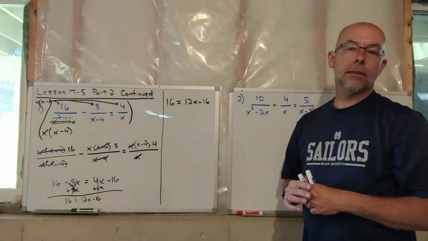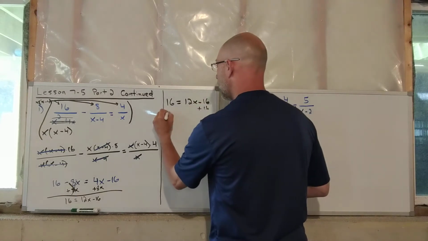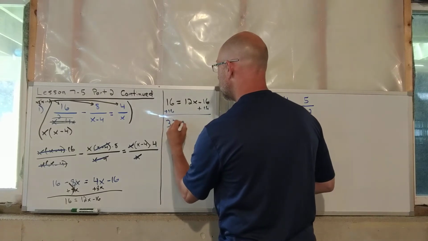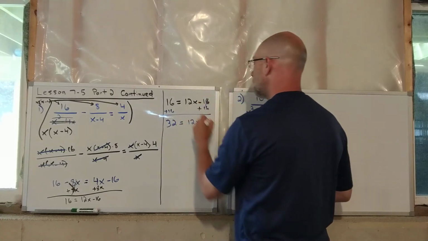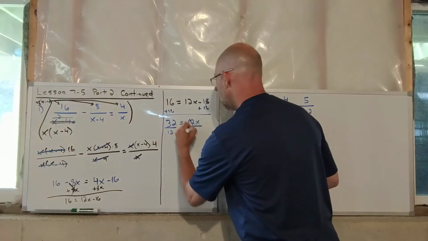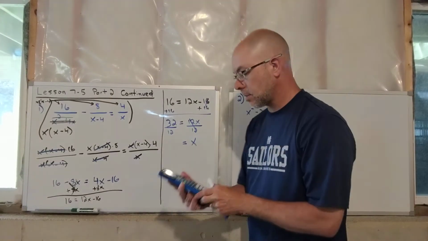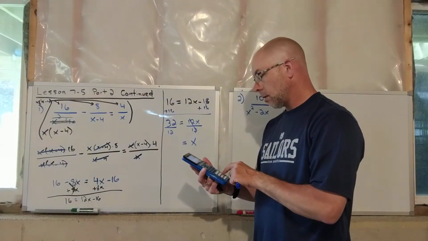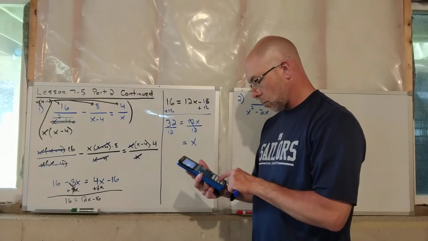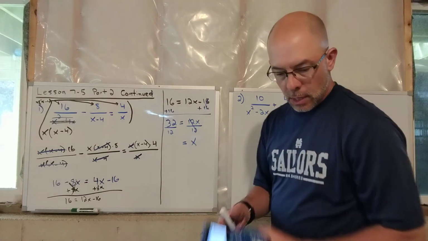And we're going to solve that, which means we're going to add 16 to both sides. Get 32 over here. Get 12x over here. That cancels. Divide both sides by 12. That reduces out and we get x equals. Let's see if that comes out to a nice decimal for us. 32 divided by 12. It's 2 2/3.